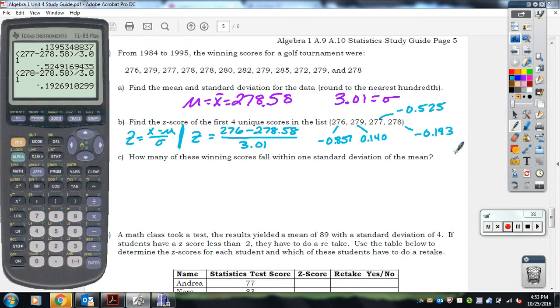How many of these winning scores fall within one standard deviation of the mean? Once again, to find within one standard deviation of the mean, I know that my average is 278.58. So the question is, what is one standard deviation that way and one standard deviation subtracted? So I'm really adding one, which is a 3.01. So adding 3.01 to 278.58.